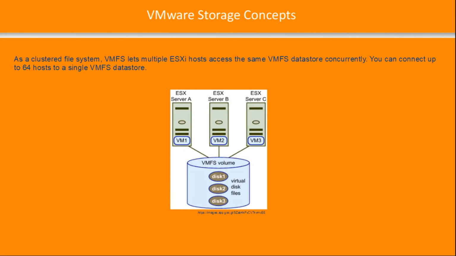As a clustered file system, VMFS lets multiple ESXi hosts access the same data store concurrently. Up to 64 hosts can be connected to a single VMFS data store. And again, as shown in the picture, three ESXi hosts, server A, server B, and server C, are connected directly to the data store and sharing the files on that data store.